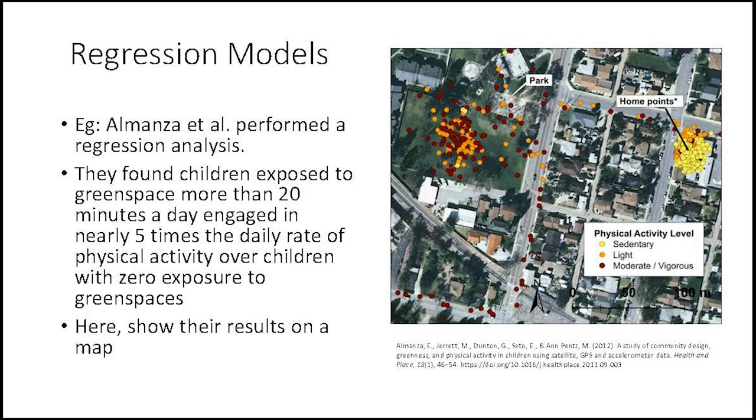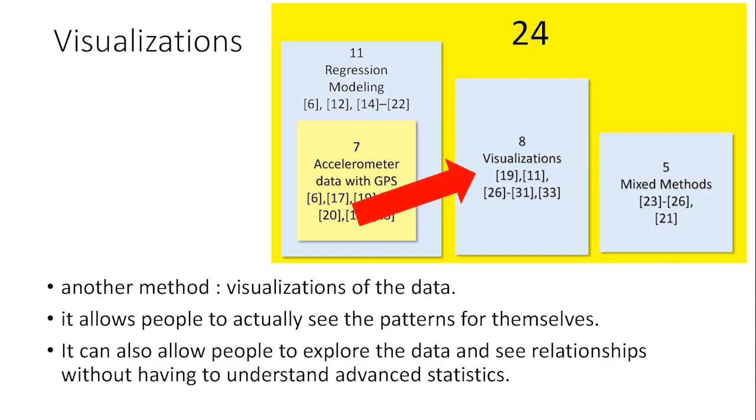And then they mapped their results, and you can see pretty clearly the yellow spots is sedentary behavior, and that's at home, and then they're more active in the nearby park. So another method of analyzing the data is through some sort of visualization. So this way allows people to actually see the patterns for themselves. It can also allow people to explore the data and see a relationship.